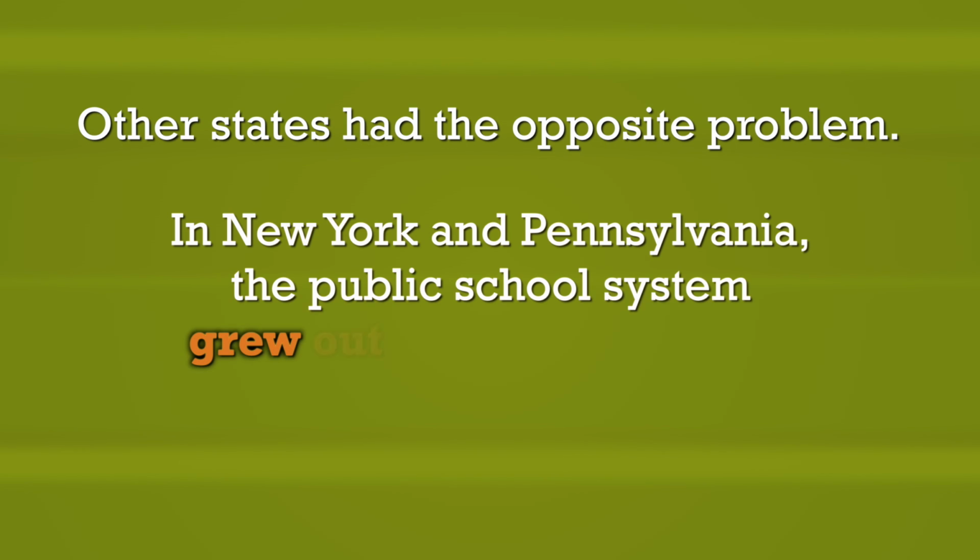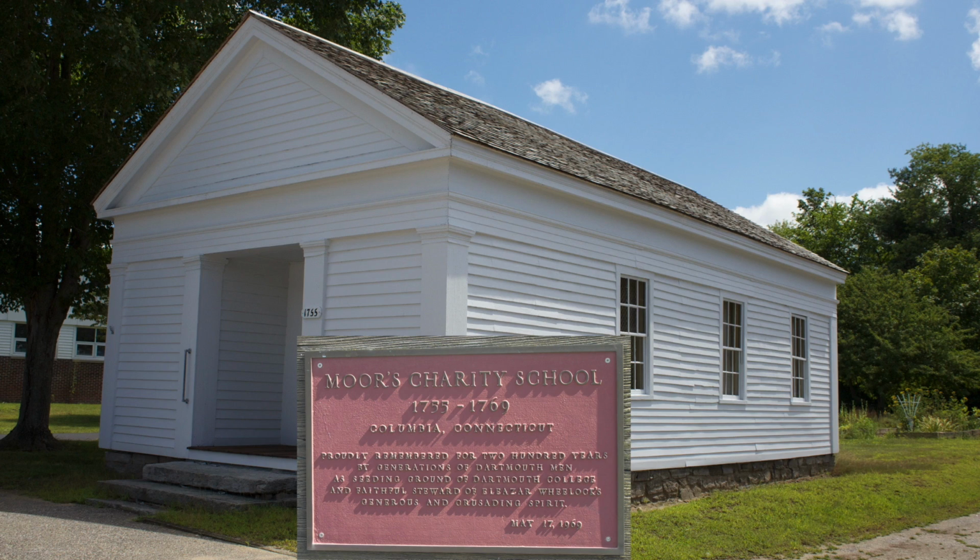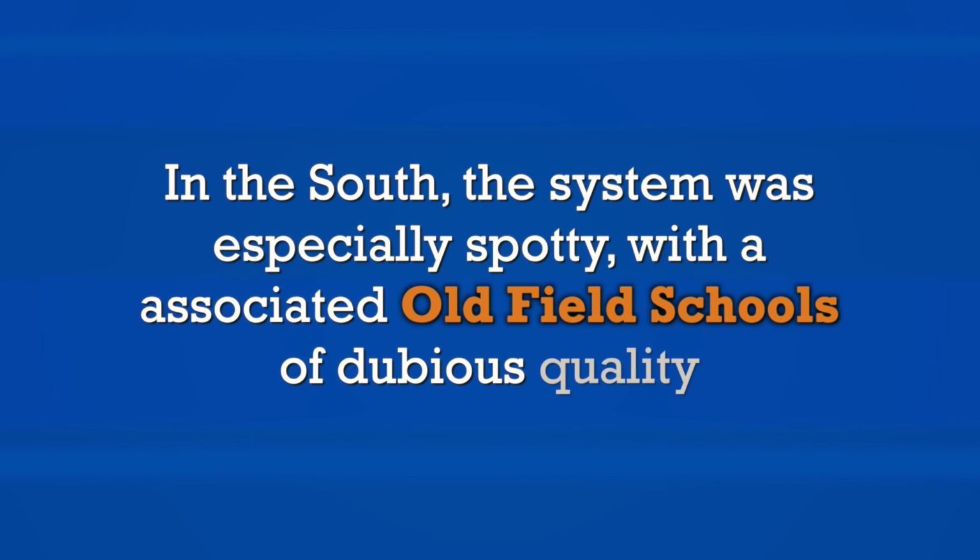In New York and Pennsylvania, the public school system grew out of charity schools that were designed for the poor, with much more select private academies for the well-off. The burgeoning Midwest was a messy patchwork, despite efforts to apportion land for schools that were part of the Northwest Ordinance. And in the South, the system was especially spotty, with assorted old field schools of dubious quality.